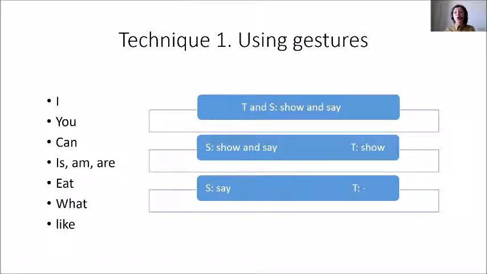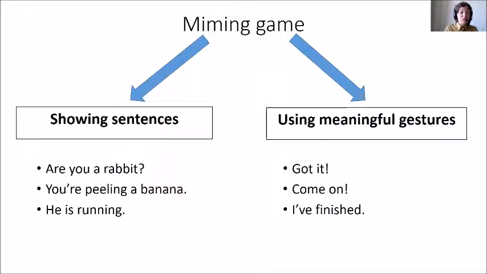And here are some words that need gestures in my opinion. For example, I, you, can, am, is, are, which I believe is a very big problem, eat, what, and like. Like in this way can be a great challenge for very young learners of 3 years old. That's why we have to think of kids' ability while inventing an appropriate gesture for them. So my option for like is this way, because dexterity of kids of 3 years old is very different.